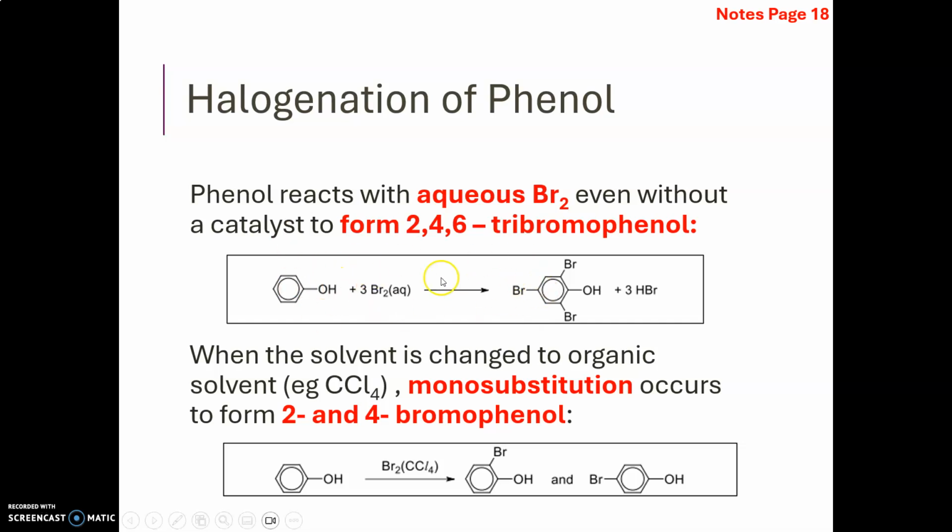And recall, in order to halogenate benzene, we need to react the liquid bromine with benzene in the presence of a suitable catalyst such as iron(III) bromide. So again, this illustrates that phenol is much more reactive towards electrophilic substitution compared to benzene.